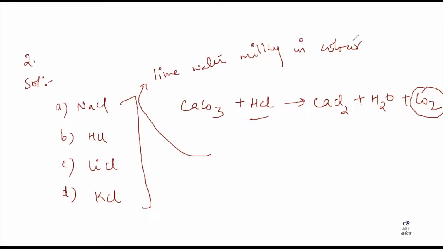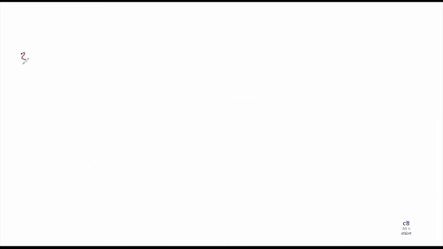Moving on to the next question. If you have to balance this equation, simply place a 2 in front of HCl. So that is how you will get a balanced chemical equation, because in chapter 1, we have already studied how to balance different equations. Next question is question number 3.